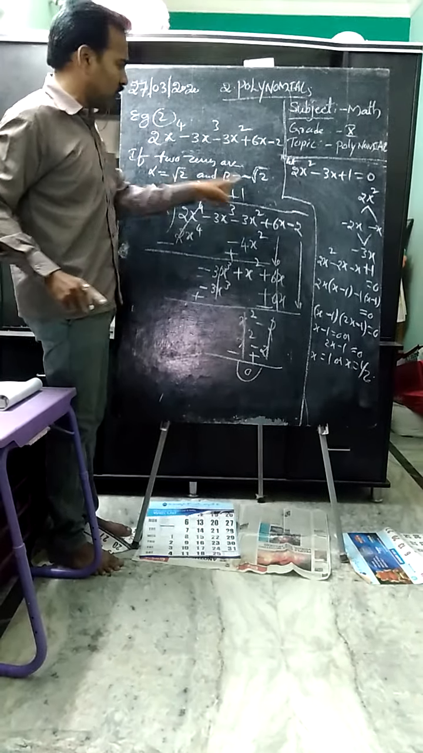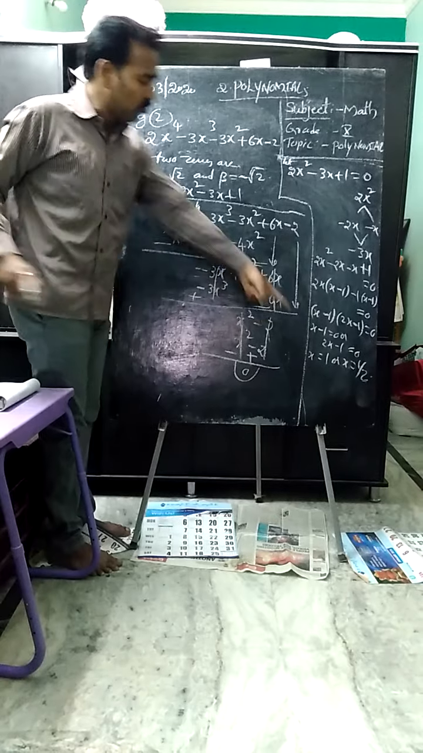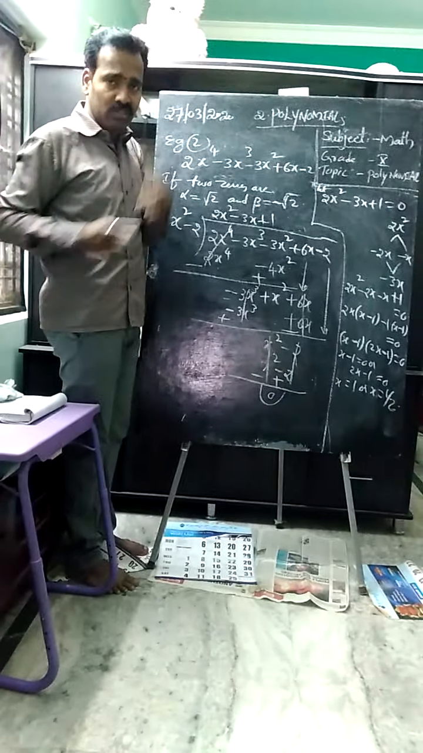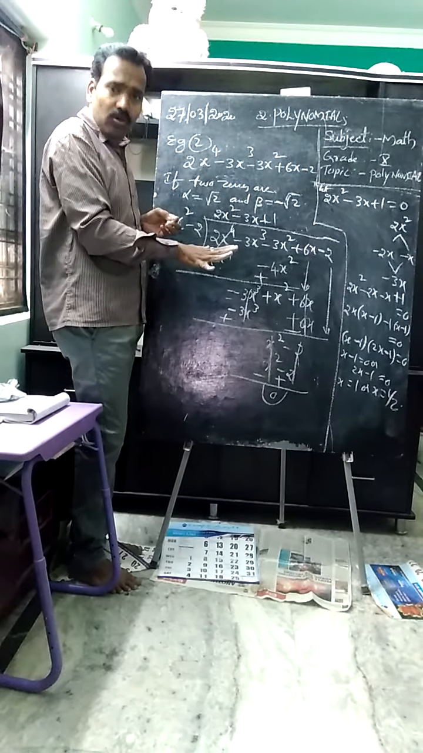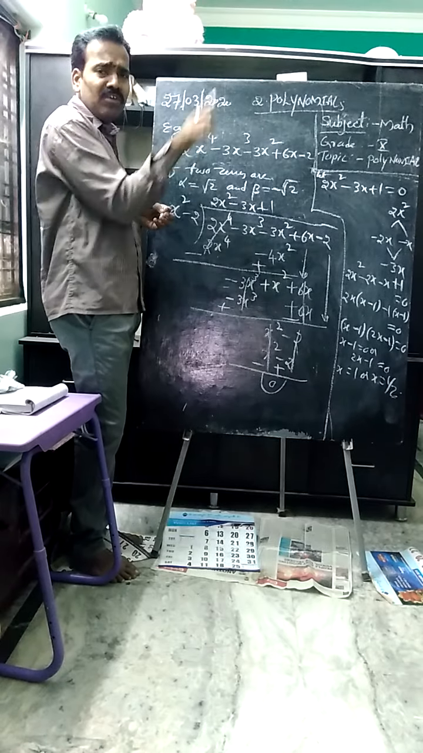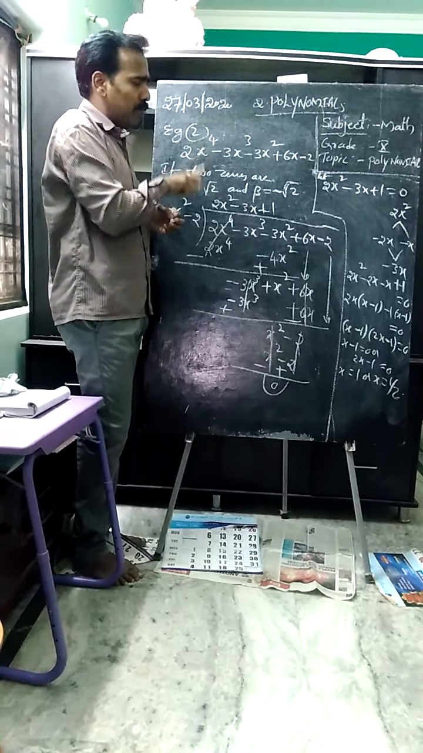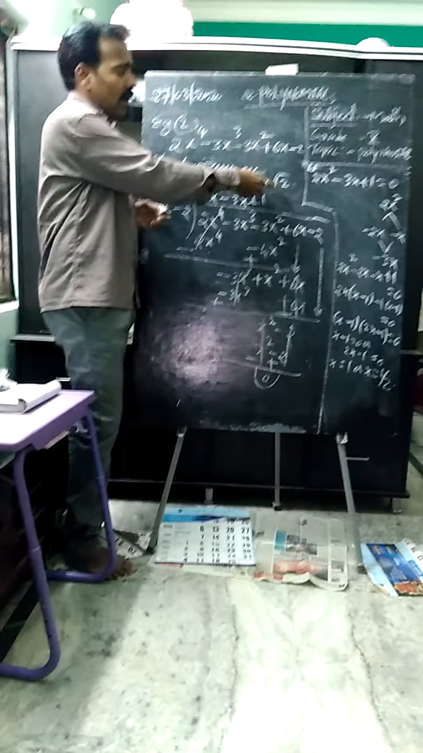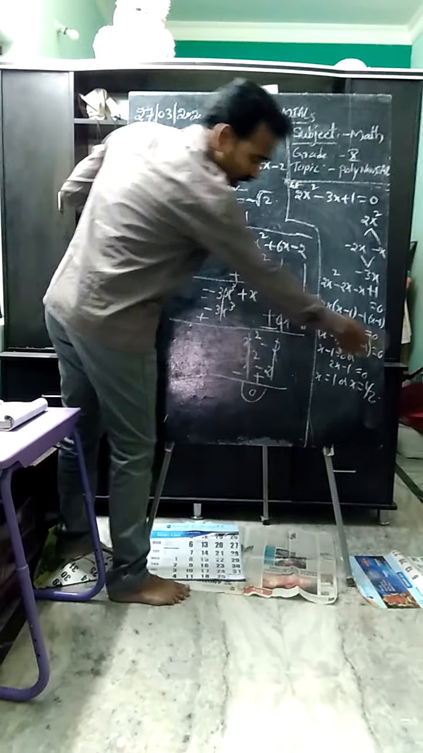So already two zeros given, root 2 and minus root 2. Two zeros we got, 1 and 1 by 2. So total how many zeros, students? 4 zeros. Now after completion of all these steps, you should write one concluding statement. Therefore, the 4 zeros of the given biquadratic polynomial are root 2, minus root 2, 1, and 1 by 2.